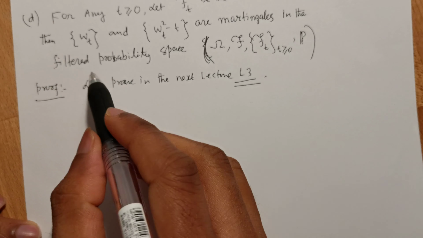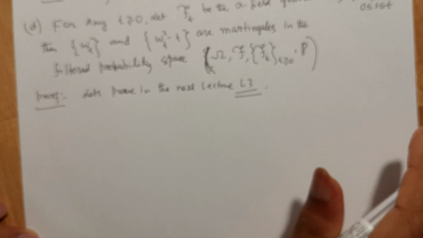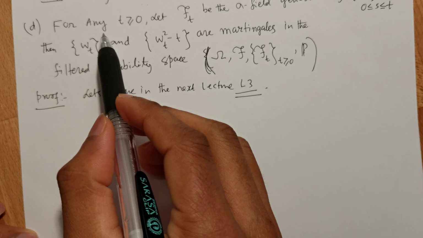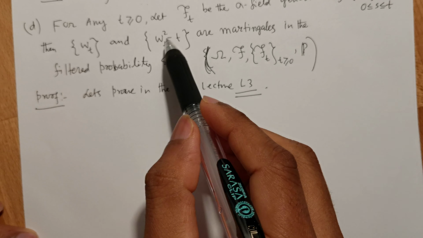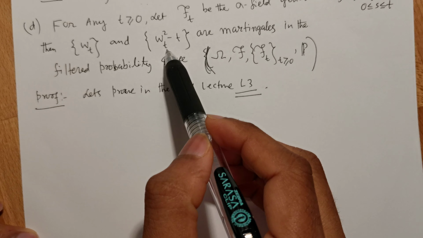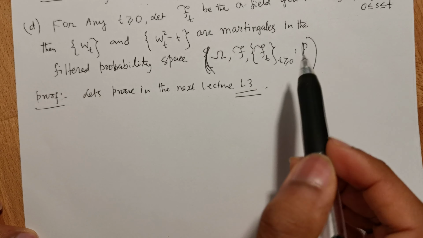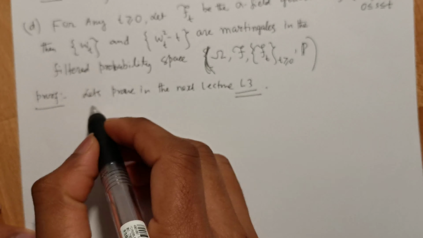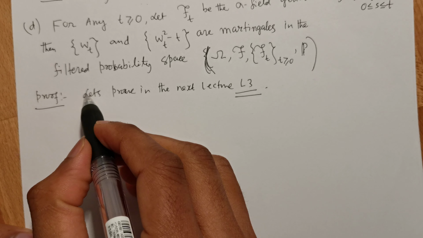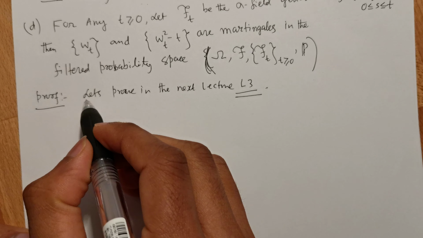Now we will prove this property for any t greater or equal to 0 for a Wiener process: W squared t minus t and Wt are martingales. So we are in lecture 3, so let's prove this.